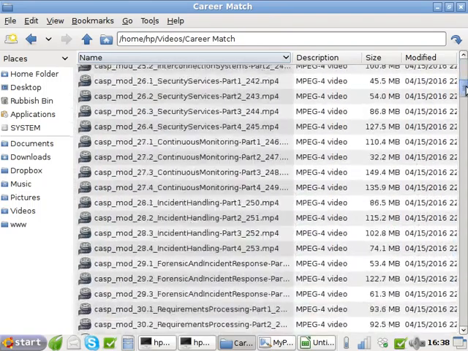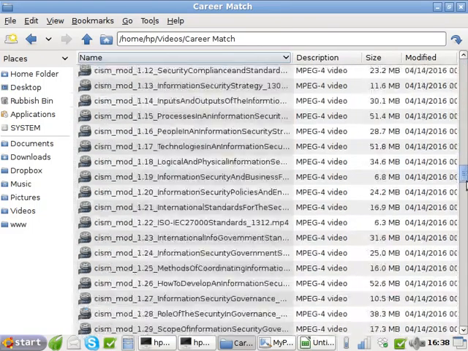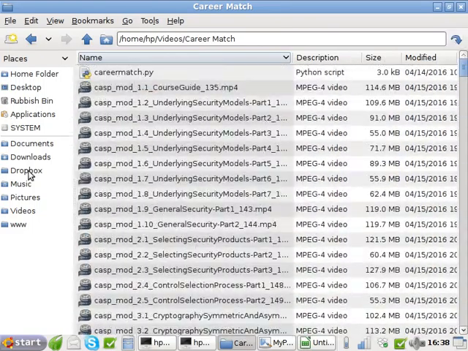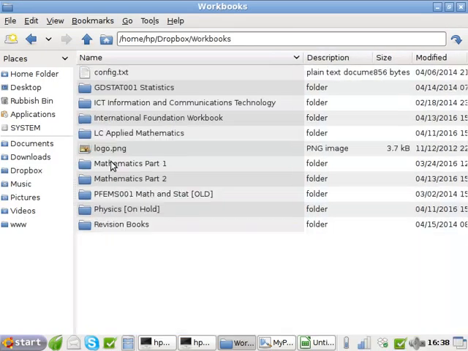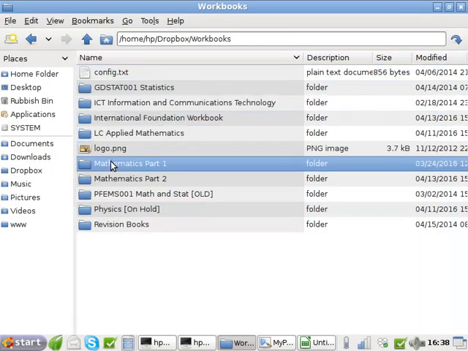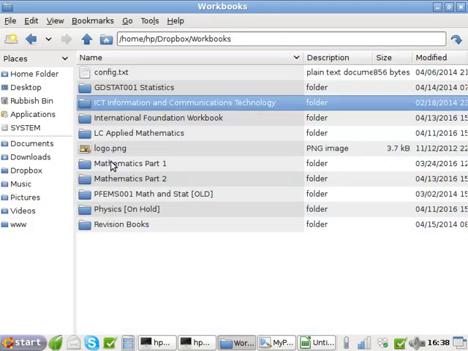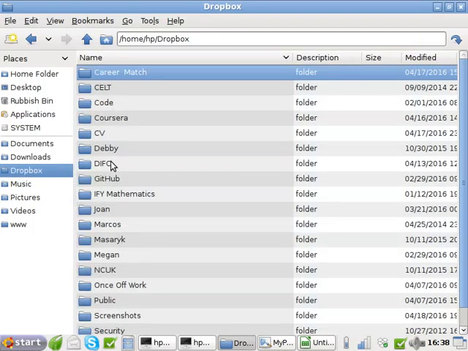Let me just check something here for you. Did you bring all the maths just in the two? I brought just part one and part two. Did you bring both? But everything is in my phone. Hang on, let me just check something here.